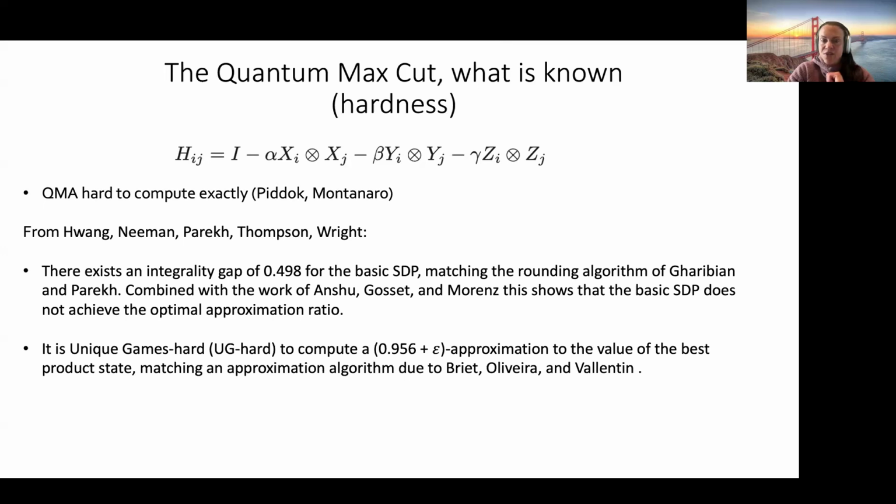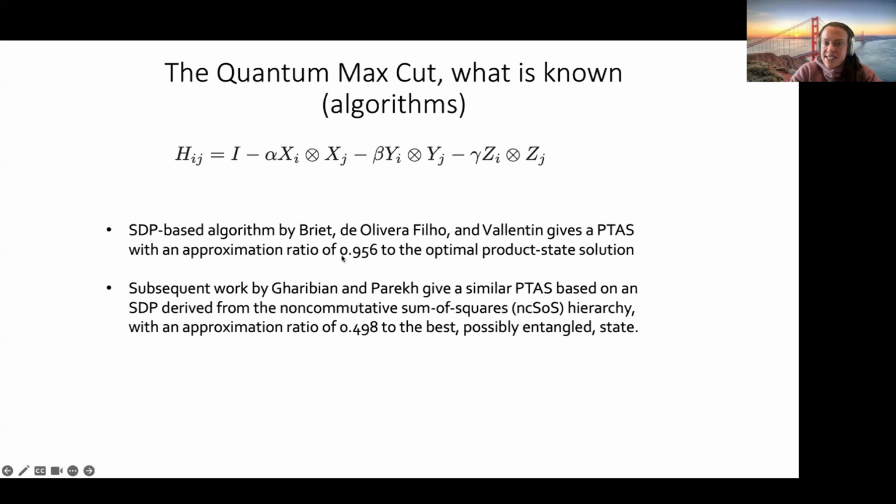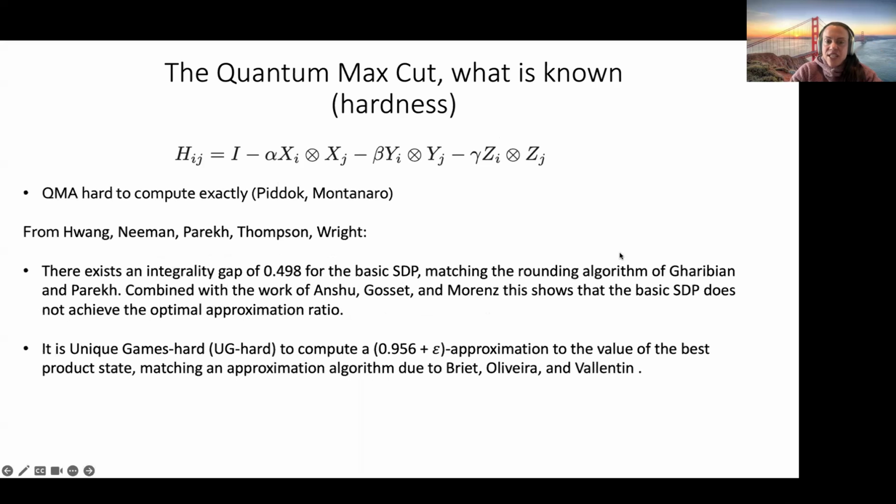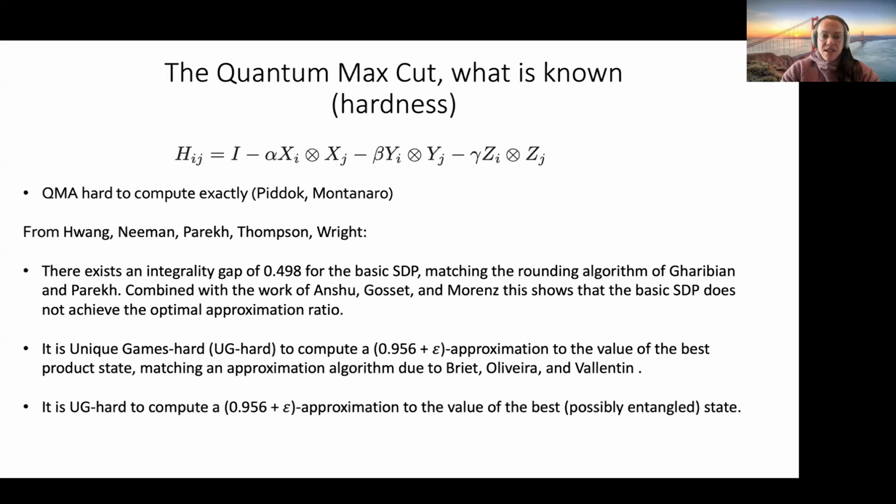Not only this, but we go back to this unique games business that somehow rears its head not only in the classical inapproximability world, but also in the quantum inapproximability world. That shows that it's unique games hard to compute a better than 0.956 approximation of the value of the best product state. And this was the algorithm that I just mentioned. So there exists an algorithm that achieves this approximation to the product state, and it's unique games hard to do better. So these problems seem tightly related, quantum max cut and classical max cut, not only because one is a direct generalization of the other, but also because complexity theory-wise, they use similar tools to understand how hard they are. And also it is hard to compute the 0.956 plus epsilon approximation to the optimal, possibly, most likely entangled state.